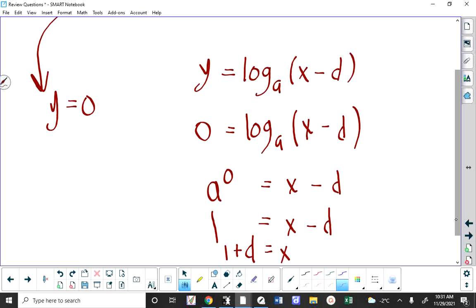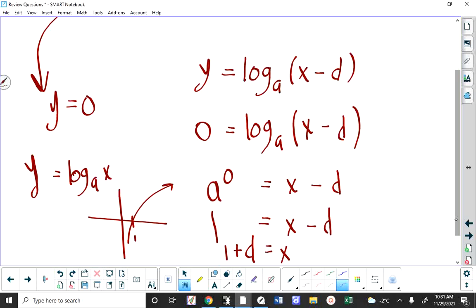There's a way that you could have found the x-intercept there by translations, because log base a of x has an x-intercept of 1. When we have x minus d, you're shifting it d units to the right, which would mean it would be 1 plus d. Okay. I hope that was helpful this morning.